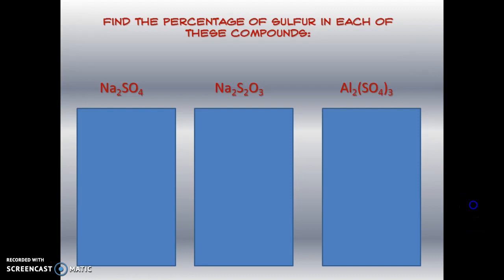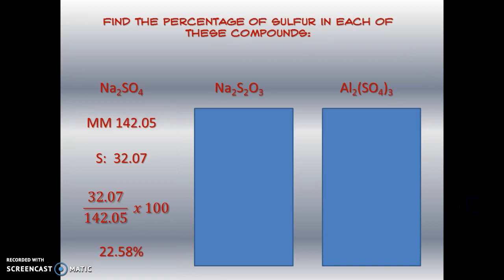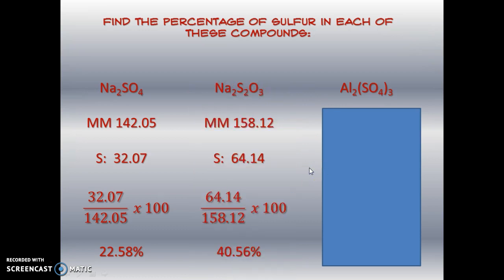So the answers end up looking like this. In the compound sodium sulfate, there are 142.05 grams per mole. There's only one sulfur per formula unit, and so that's 32.07. If I take 32.07 divided by the 142.05 and then multiply by 100, I get 22.58. For sodium thiosulfate, which is the name of this compound, we have a molecular mass of 158.12, but this time we have two sulfurs per molecule, so 64.14 is the part. Divide those through and you get 40.56.